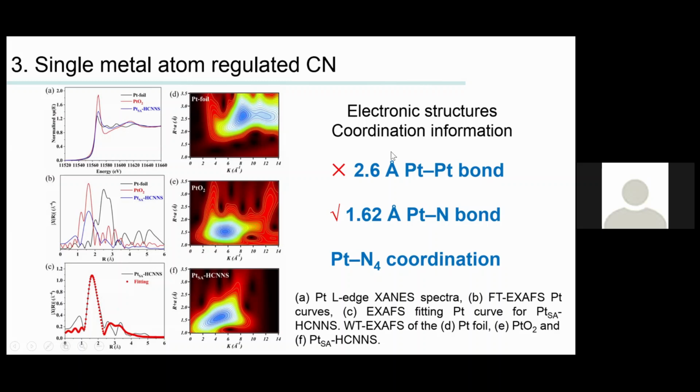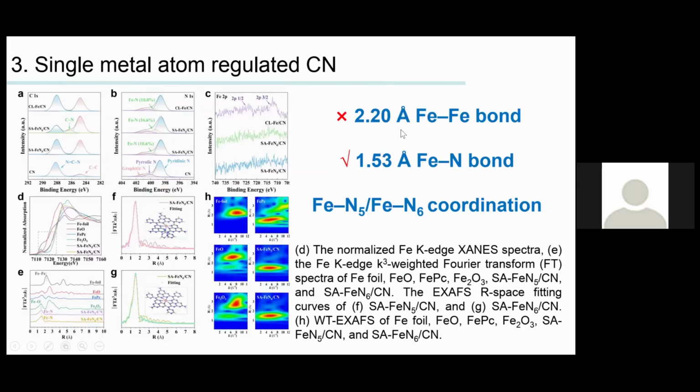Also, the peak corresponding to the metallic iron-iron bond was not observed, and the iron-nitrogen bond at 1.53 angstrom was detected, and the single iron atom was coordinated with 5 or 6 nitrogen atoms, depending on the pyrolysis process.